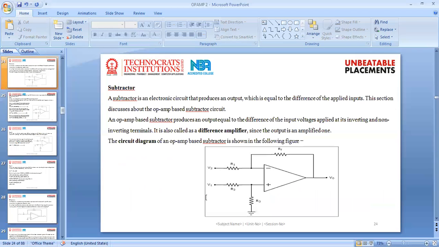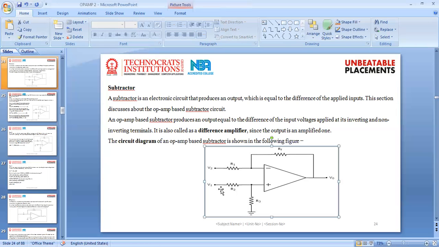The second summing amplifier circuit is the subtractor. A subtractor is an electronic circuit that produces an output which is equal to the difference of the applied inputs. An op-amp based subtractor produces an output equal to the difference of the input voltages applied at its inverting and non-inverting terminals. It is also called a difference amplifier. The circuit diagram of the op-amp based subtractor circuit is shown in this figure.